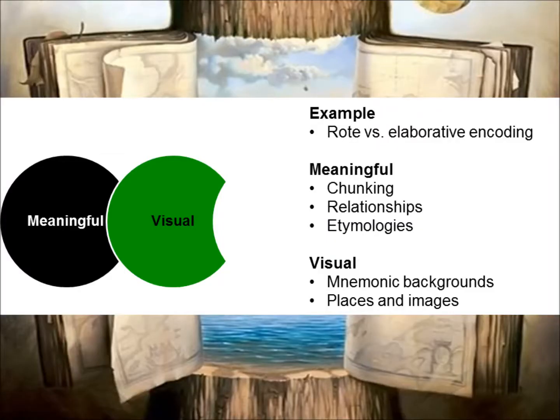In this video, we have looked at how we can make our memory stronger by focusing on meaning and visualization. We now know the difference between rote learning and elaborative encoding. We also know that meaning makes memory more lasting, and this can be done by chunking, connecting things through relationships, and figuring out the parts that words are made of. And we can use a mnemonic background to anchor a number of images.